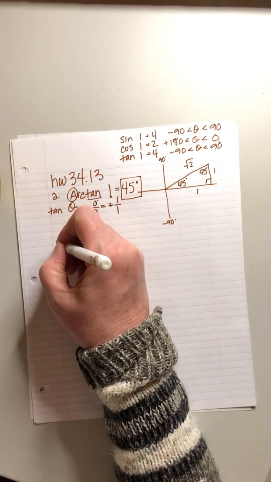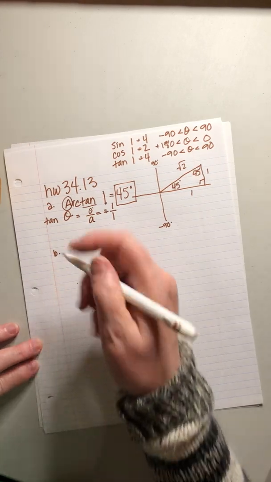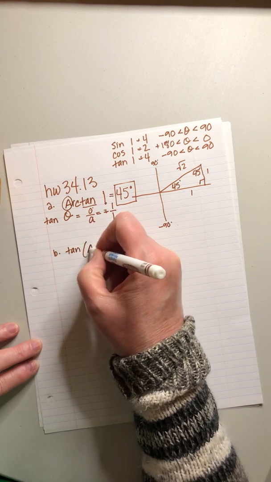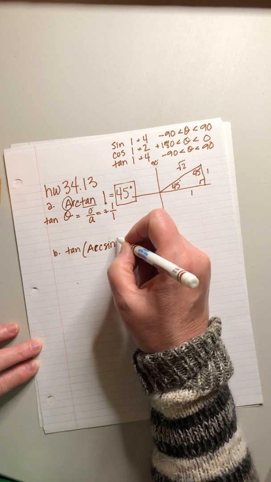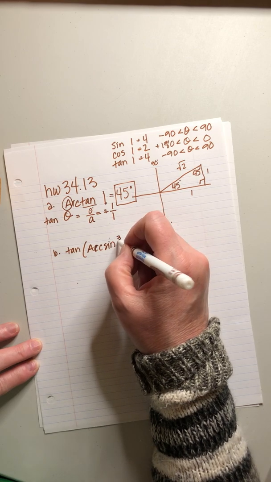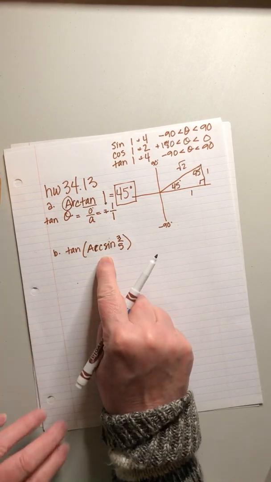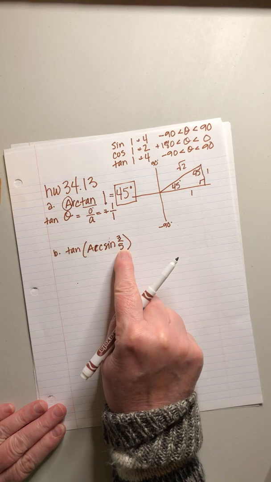All right, let's try the next one. B. Now we're supposed to find the tangent of the arcsine of 3/5. Okay, so what that's saying is find an angle whose sine is 3/5.